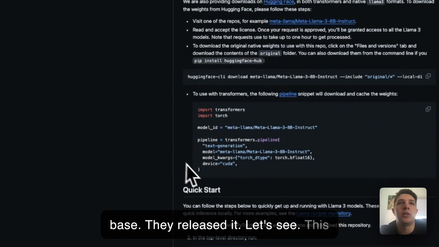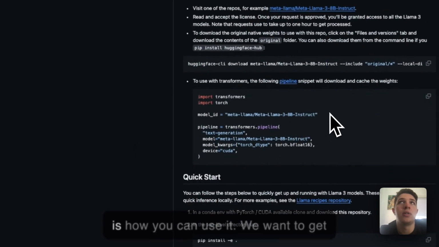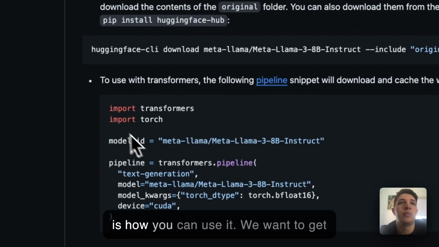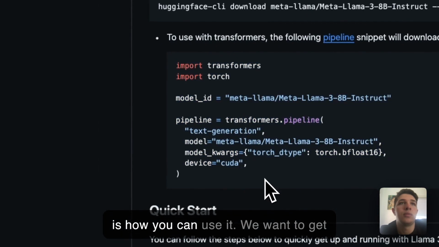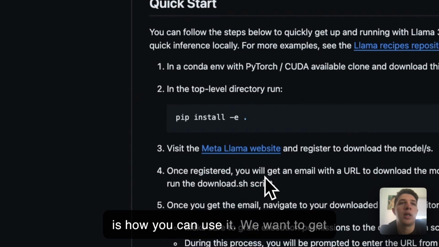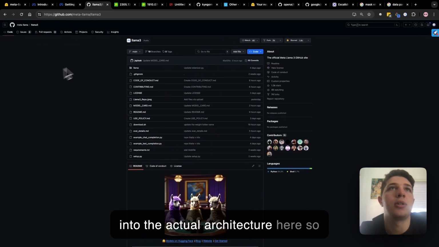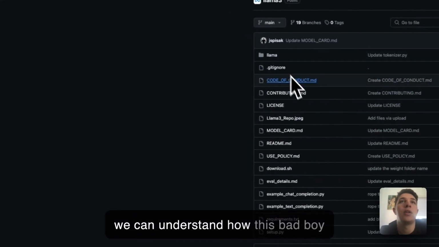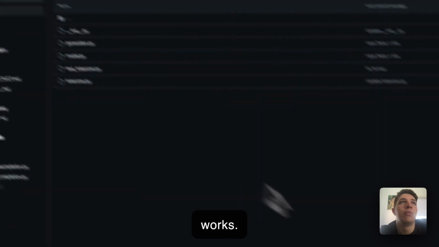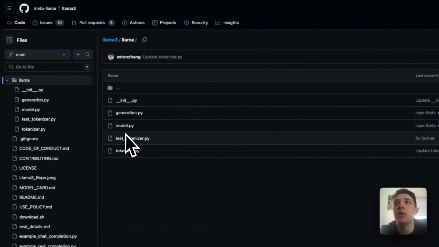And let's see. So this is how you can use it. Kind of simple, but we want to get into the actual architecture here so we can understand how this bad boy works. So let's jump into it.